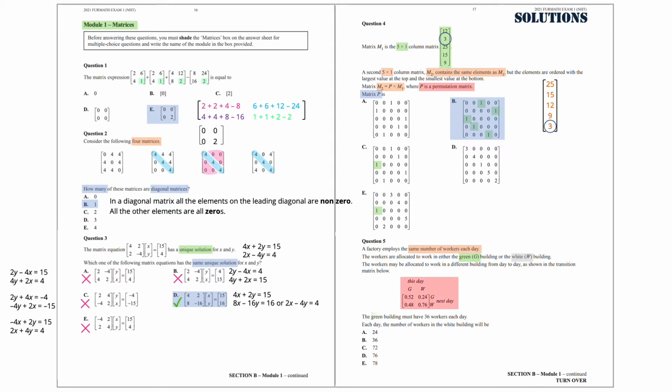Each day, the number of workers in the white building will be W. To calculate this, 0.52 of the workers in the green building today stay in the green building the next day, and 0.24 of the workers in the white building today move to the green building the next day. So we have 36 times 0.52 plus W times 0.24 equals 36. If we solve this equation, W equals 72. So the answer we are after is option C.